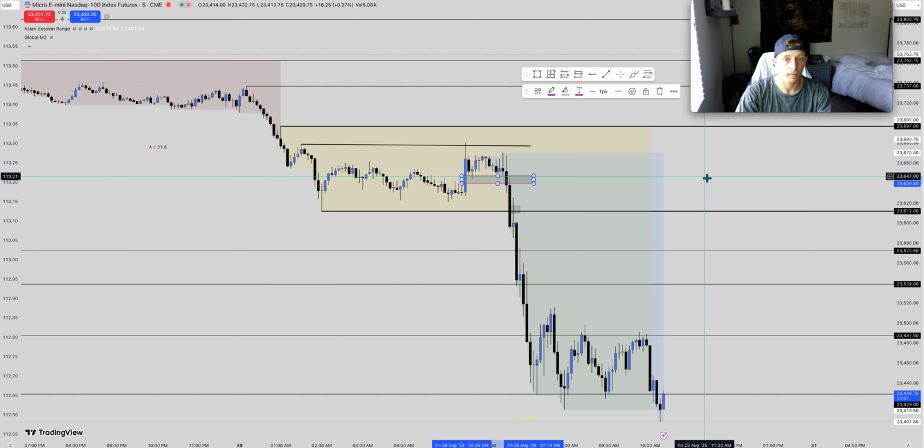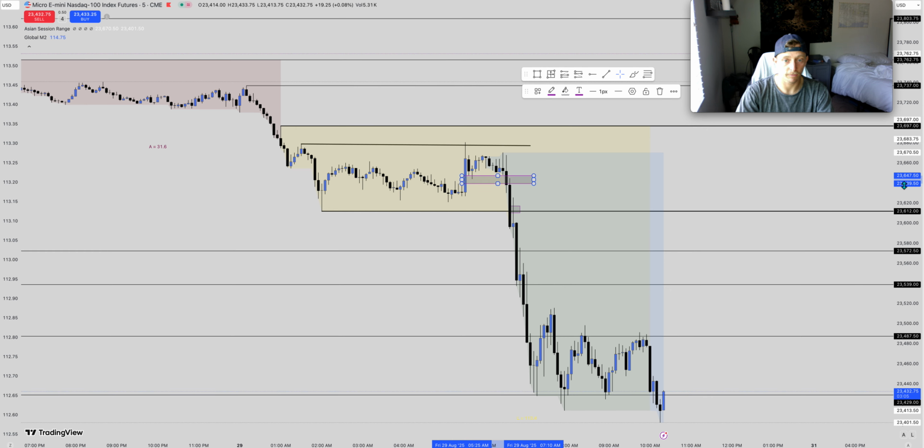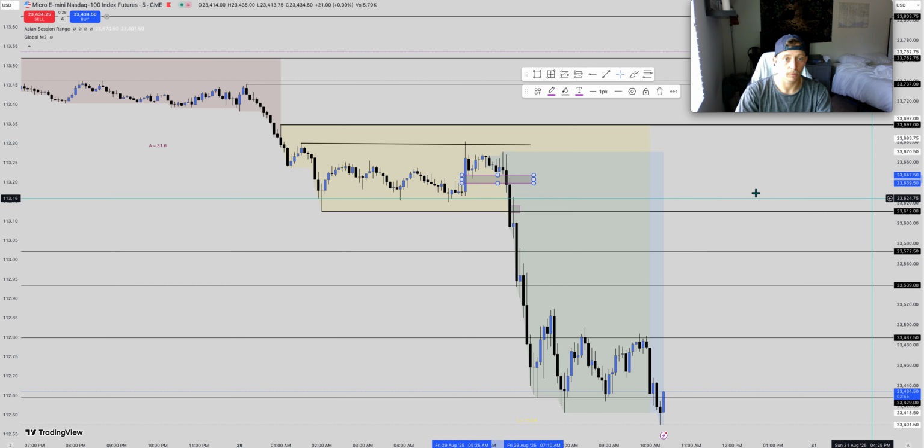So, what I did is I waited for market to open at 6:30, which I think is right here. 6:30 right here. And I was either waiting for price to break above this to sweep this high, or break below this internal low to sweep this low.